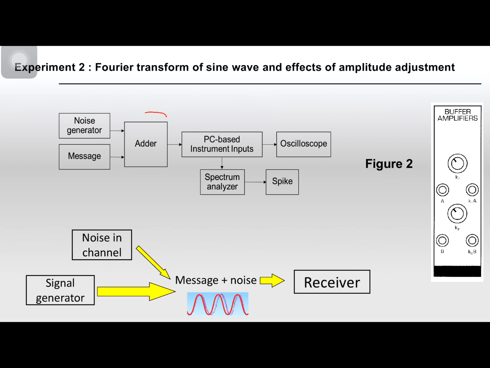And for experiment 2, construct the circuit according to the block diagram shown in figure 2. In this experiment, you use the adder module to add the noise to your message, and then display it on the oscilloscope. And also display the frequency spectrum of the noise with the message.